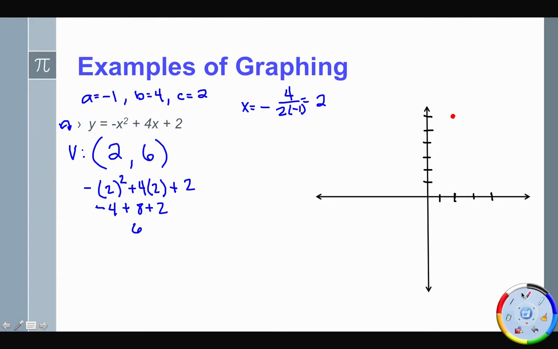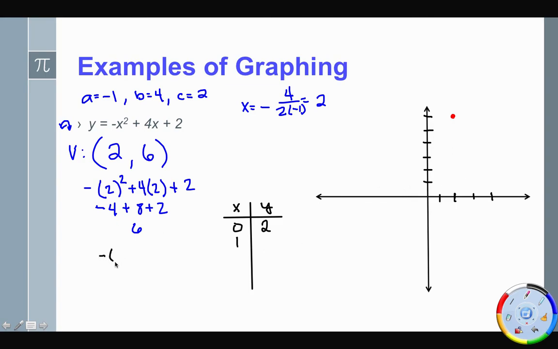All right, let's go ahead and set up a table for x and for y. We know when x is 0, that's the y-intercept, and when x is 0, we get a 2. We can also figure out what the point is at x equals 1.